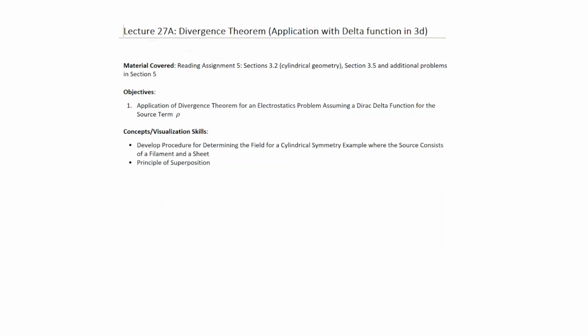The concepts and visualization skills are to develop a procedure for determining the field for a cylindrical symmetry example where the source consists of a filament and a sheet, and also just to introduce or reintroduce the principle of superposition. We'll not exploit it to an extent in this lecture, but in the next lecture we'll go into more detail. As usual, the second slide is the summary of the slides to follow, so we will just move on.